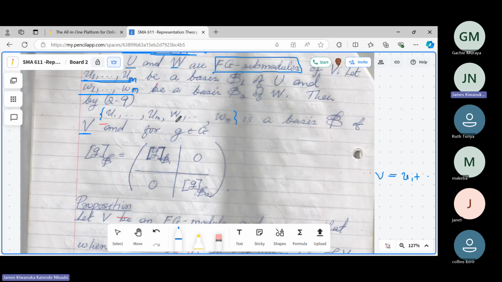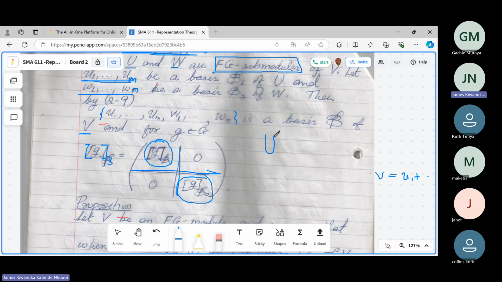And using such a basis that comes from the direct sum, then your matrix G with respect to that basis will be of this form, right? It will be a block matrix of this form, where you have one matrix here, another matrix here. Now this matrix here is obtained by using U as an FG module, right?